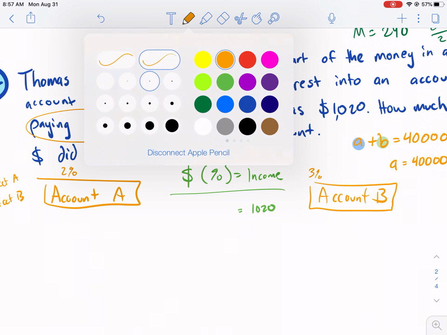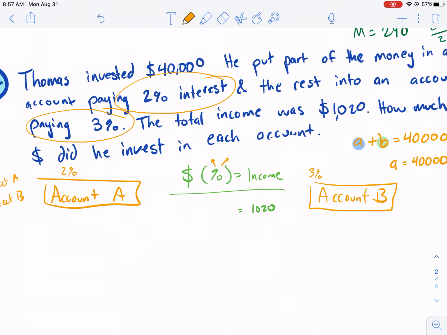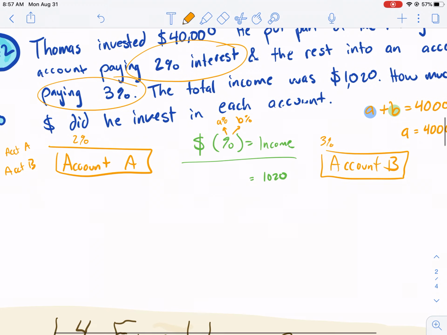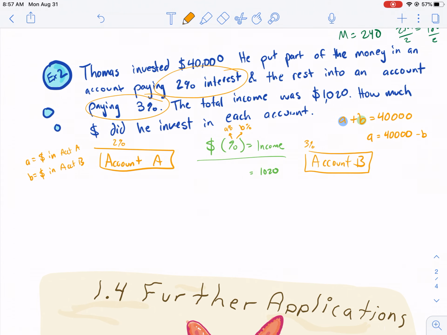This is, hold on, how do I write this? We have 2 different percentages. We have an A percentage and a B percentage. So how do we account for that? Well, we know that equals $1,020, and we know account A has 40,000 minus B dollars in it. So 40,000 minus B is going to be our A account.